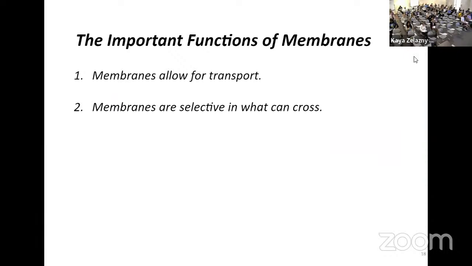All right. So our functions for our membranes. The membranes are going to allow for transport. When we think about transport, trans means across. So with transport, we're talking about how things get across membranes. Membranes get to choose what can cross for the most part.